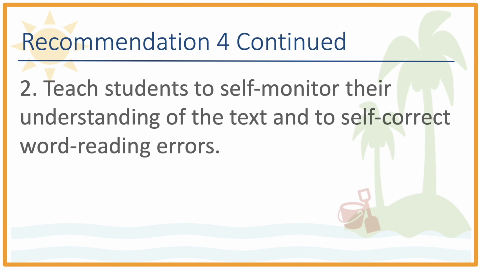Number 2, teach students to self-monitor their understanding of the text and to self-correct word reading errors. For example, if a sentence says, "The rabbit was hopping down the path," but the student reads, "The rabbit was hoping down the path," the teacher can say, "Wait a minute. Would a rabbit hope down a path? What is another sound that O makes? Let's sound that out using the short O sound. Hop, ing. The rabbit was hopping down the path." These are not innate practices for many students. Therefore, it is important to explicitly teach and model these skills.